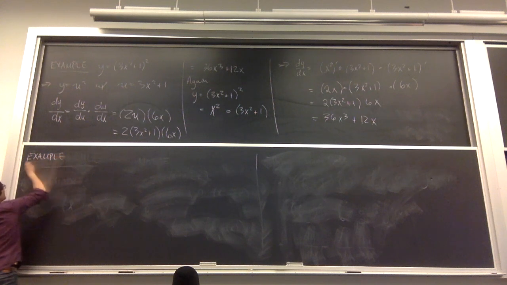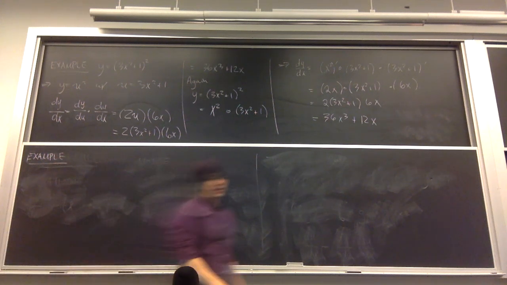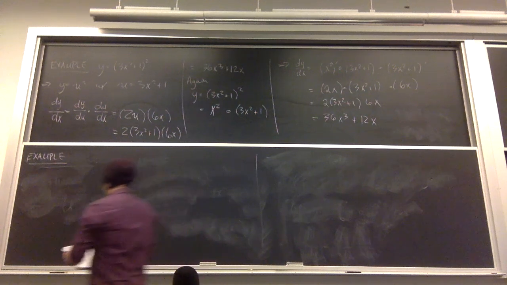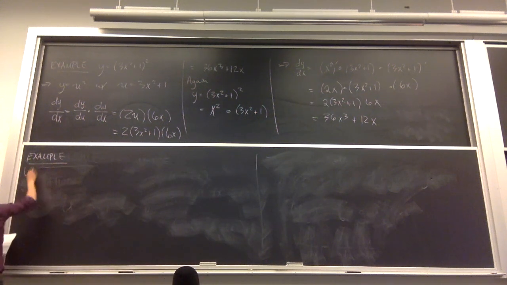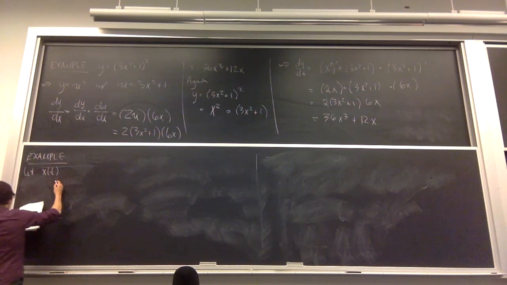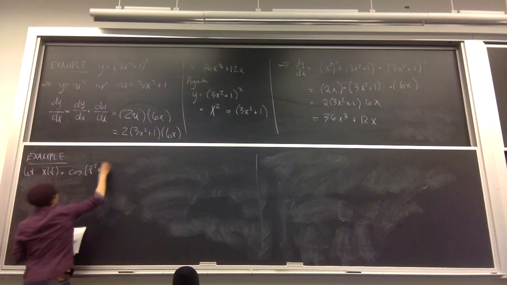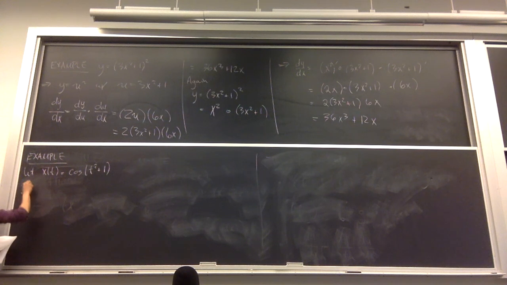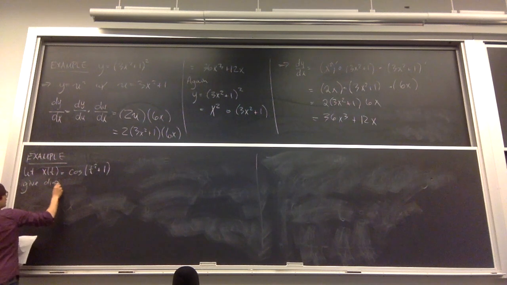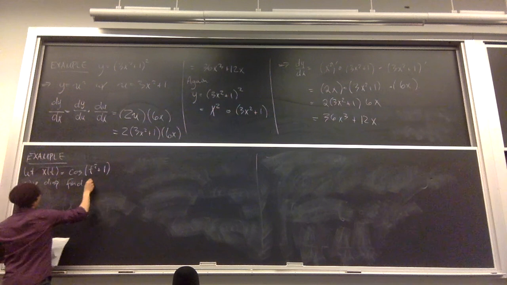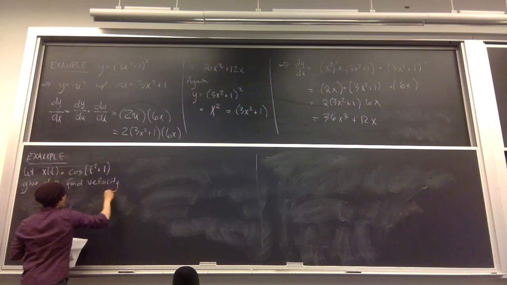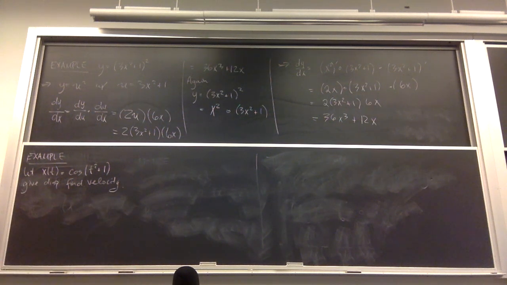All right, so just to tie in the physics again, so I can bring it in once in a while, let's just say x of t equals cos t squared plus 1, gives displacement, and find velocity. Because I'll never just say take the derivative of that. It's too easy of a question. Although this is actually just saying take the derivative of that. So we need to take the derivative of this guy.